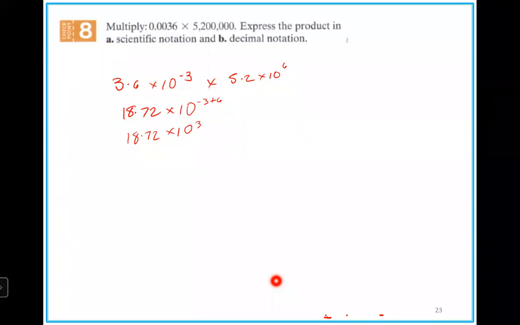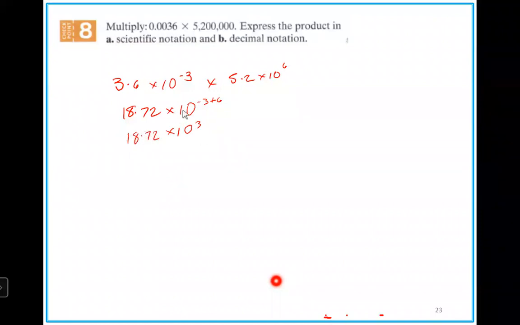Is that strictly in scientific notation form? No. This first number, 18.72, does it fall between 1 and 10? Is it greater than 10? Yes. So if it's greater than 10, then we have to fix it, because this first number has to be between 1 and 10.